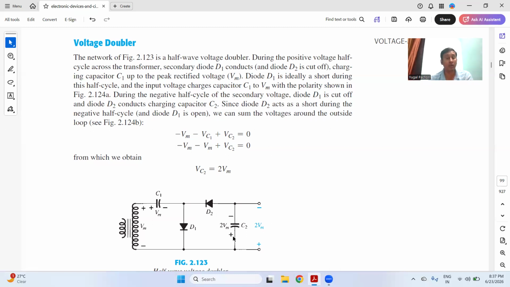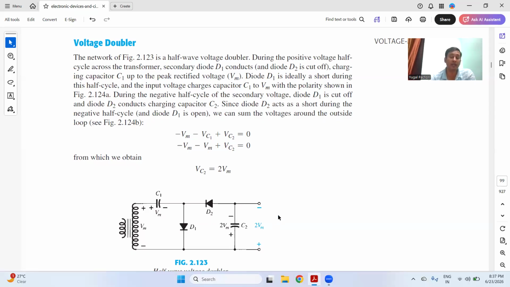This capacitor C2 now will charge up to 2 VM. Why? Because there is a voltage VM from the transformer and also a voltage VM from the capacitor. Together they give 2 VM across the capacitor, and hence the output will be 2 VM. It is of negative polarity, and you can change the polarity to get an output of 2 VM. So the output voltage is VC2, and you get 2 VM.